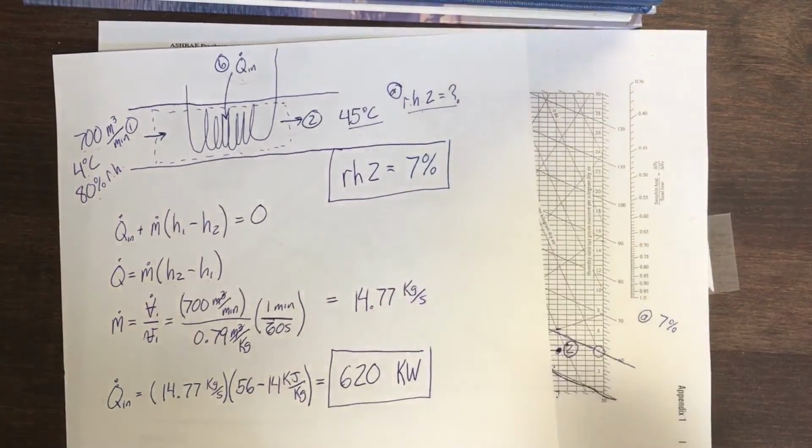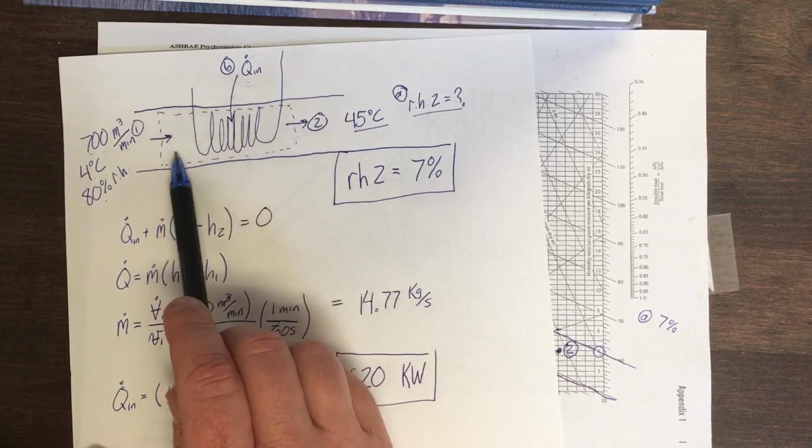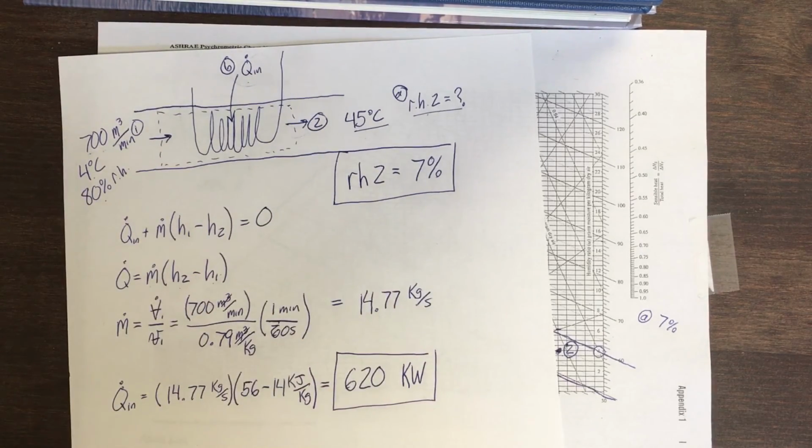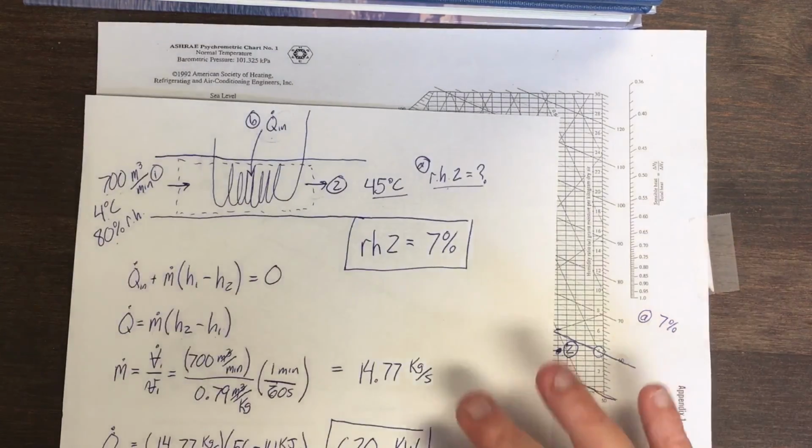All right, simple heating. Key thing here is the humidity ratio doesn't change because we didn't add or take away any moisture. So that number of grams per kilogram of moisture cannot change.